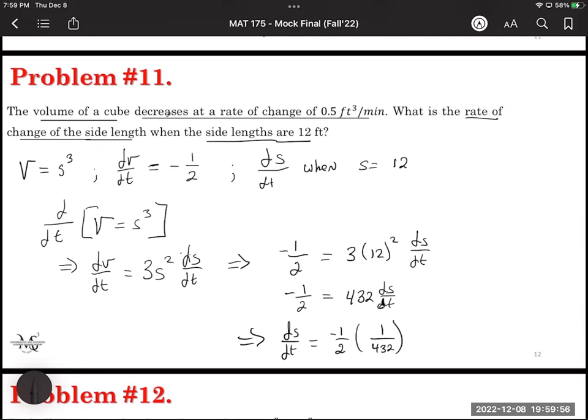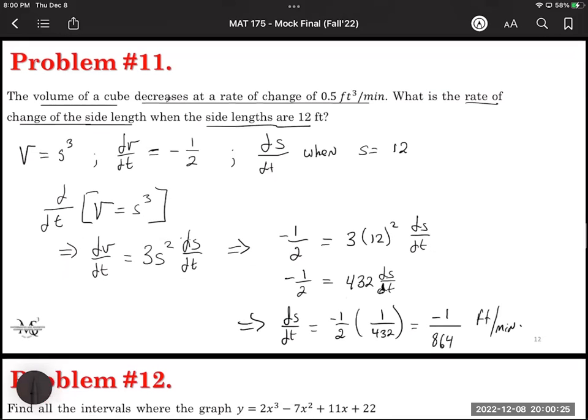That should be a bit of a refresher from when you were doing u-substitutions for integration, which I'll get to at the end. So negative 1/2 times 1 over 432, well, that's negative 1 times 1, which is negative 1. And then 2 times 432 is 864. So our final answer is going to be negative 1 over 864 feet per minute. And that'll be a solution.